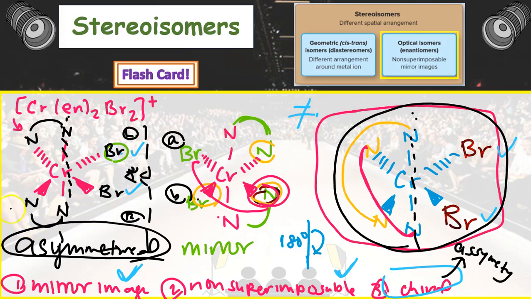All right. So we have basically proven that we have optical isomers because we have a mirror image, we have a non-superimposable structure once it's rotated and all the ligands are moved around, and we know it's chiral, or asymmetric. Let's go on to our last example.